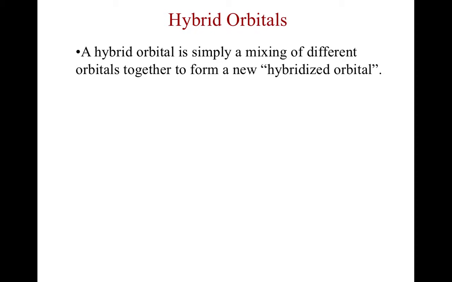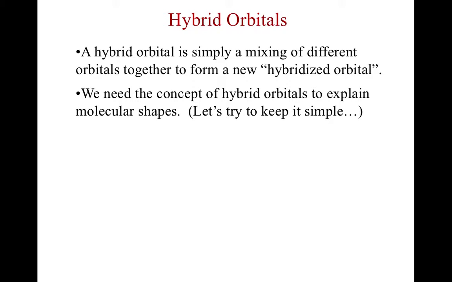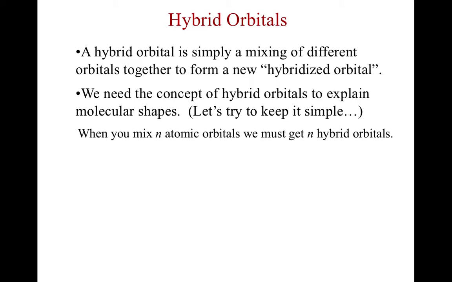So a hybrid orbital is simply a mixing of different orbitals together to form a new hybridized orbital. So we need the concept of hybrid orbitals to explain molecular shapes. We talked about drawing our Lewis structures. We talked about what the molecular shapes are. The hybrid orbitals are what is responsible for forming those molecular shapes.